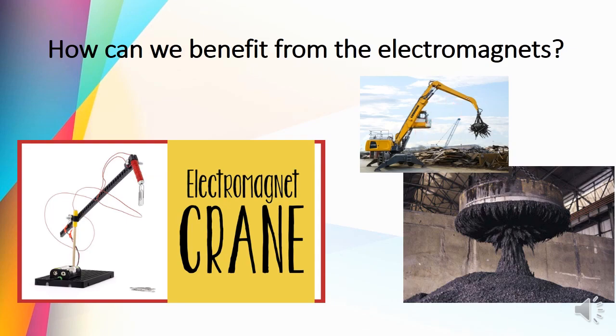They use it in a scrapyard, where heavy metal objects are moved around using a crane. One end of the crane is an electromagnet instead of a hook, so it can lift scrap cars and put them in another place when they switch off the batteries, for example. Or they can separate things made of iron from plastic materials.